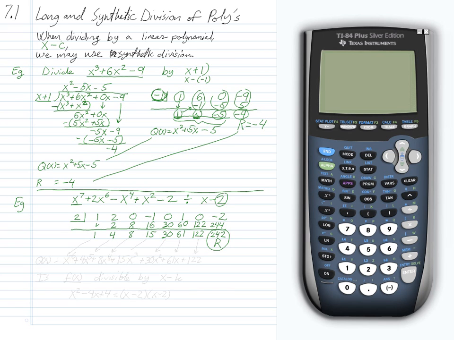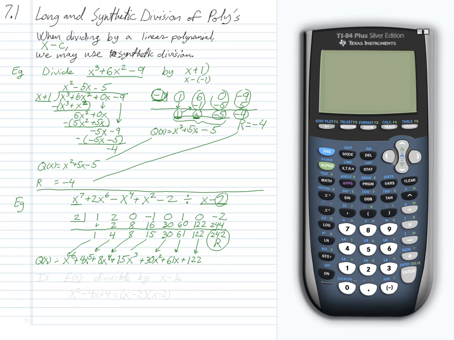My remainder is always going to be the last number, and then working my way from the right, this will be my constant, my x term, my x squared term, my x cubed term, my x to the 4th term, my x to the 5th term, and finally my x to the 6th term. So quotient function, if I divide this 7th degree polynomial by this linear polynomial, I will arrive at a 6th degree polynomial with a remainder of 242.